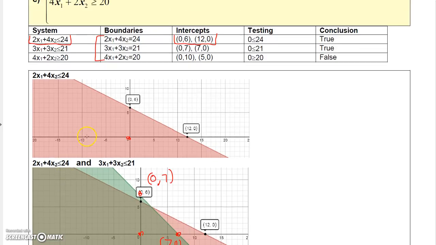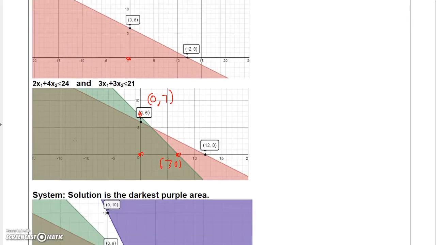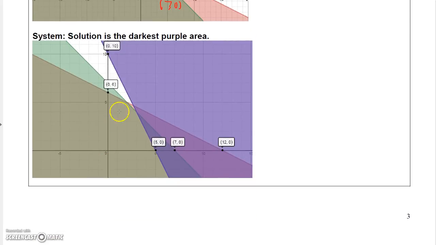But now I'm going to bring in this third inequality that goes through (0, 10), which is right here. Where is it? There it is. (0, 10), which is right here, and it goes through (5, 0). But what's going to happen is when I test (0, 0) this time, I get a false statement. So that means I've got to shade the opposite side.